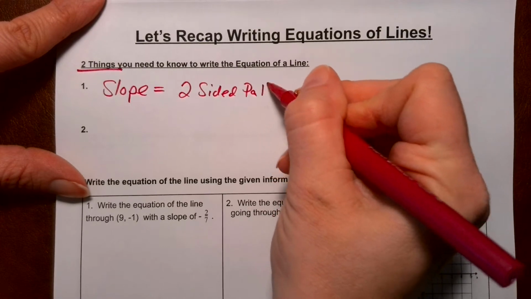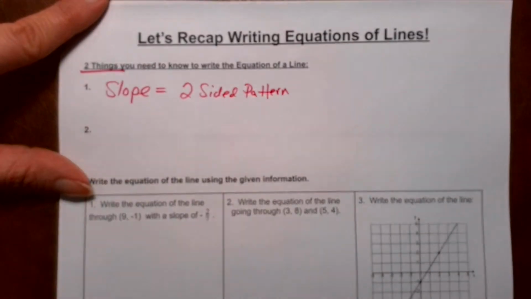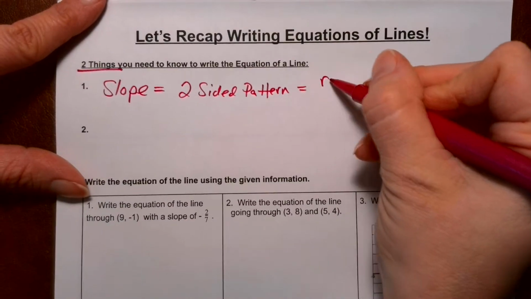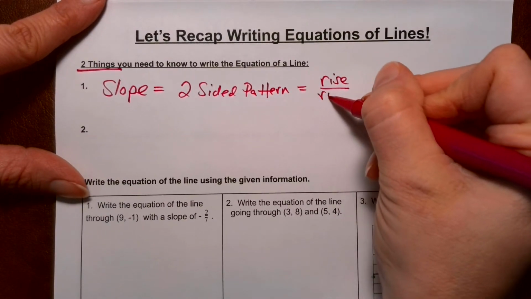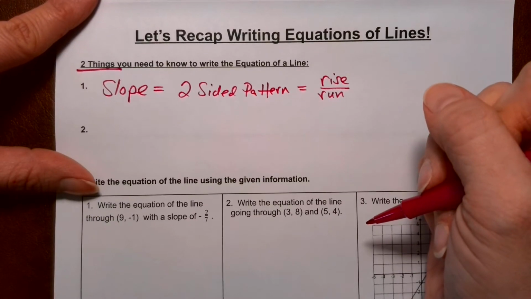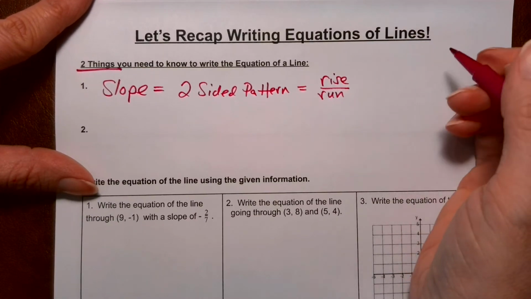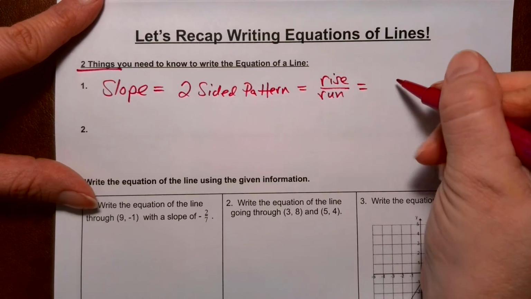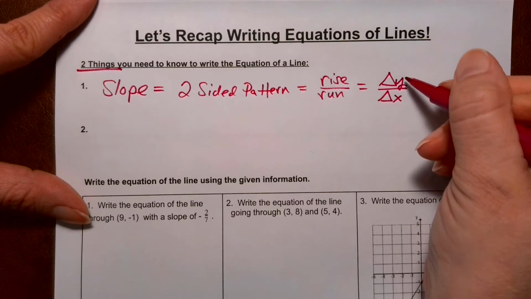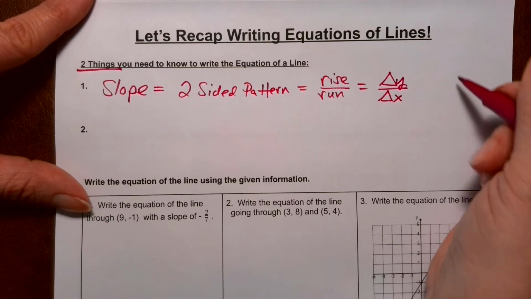We have to look at the x side and the y side of the table. Some people like to call this rise over run. Rise over run is great if you have a picture, the graph, and then you can rise and run to get to your points. You could also call this delta y over delta x, the change in y over change in x, which is like the pattern.